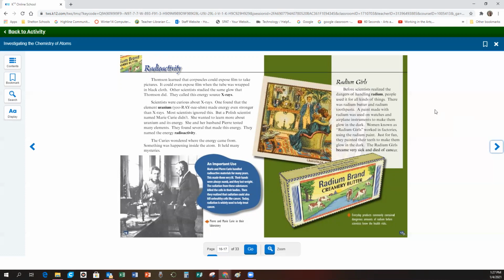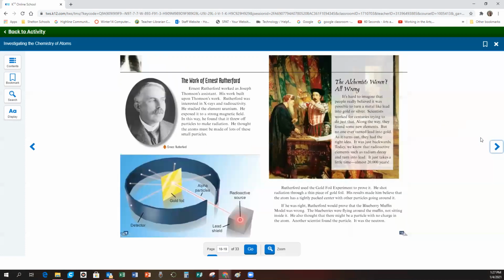Before scientists realized the dangers of handling radium, people used it for all kinds of things. There was radium butter and radium toothpaste. A paint made with radium was used on watches and airplane instruments to make them glow in the dark. Women known as radium girls worked in factories using the radium paint. Just for fun, they painted their teeth to make them glow in the dark. Yeah, those radium girls became very sick and died of cancer because radioactive elements are just that, radioactive, and they are poisonous.